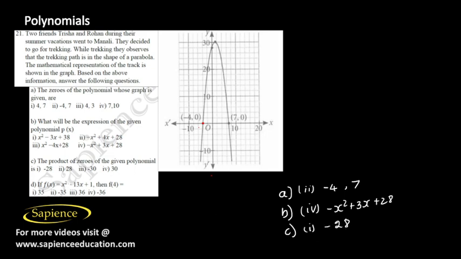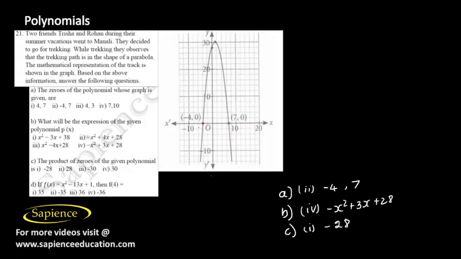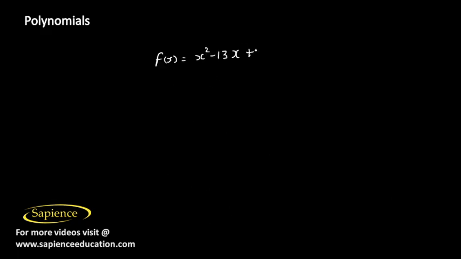Now the fourth question: f of x is equal to x square minus 13x plus 1, then f of 4 is equal to, f of x is given as x square minus 13x plus 1. Now we need to find f of 4. F of 4 is equal to, substituting 4 here, 4 square minus 13 into 4 plus 1, which is equal to 4 square will be 16 minus 13 into 4 will be 52 plus 1.